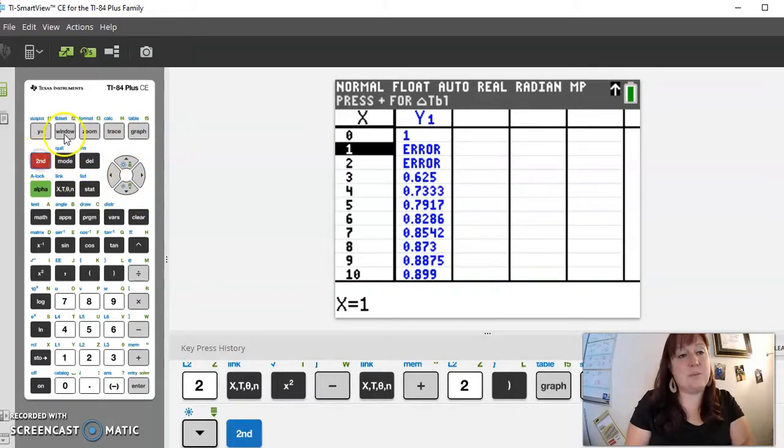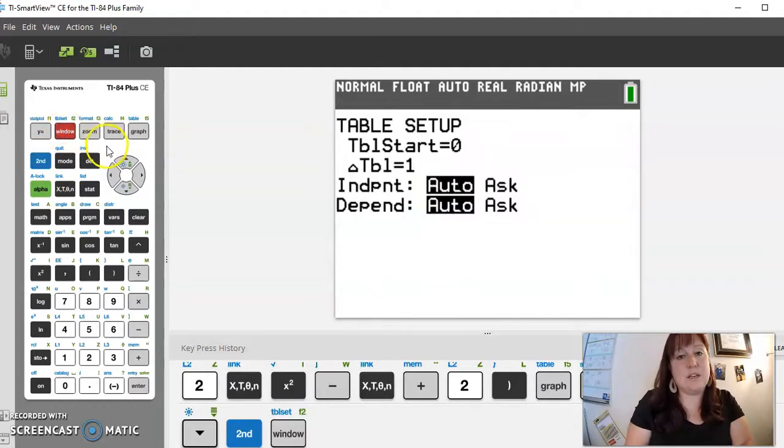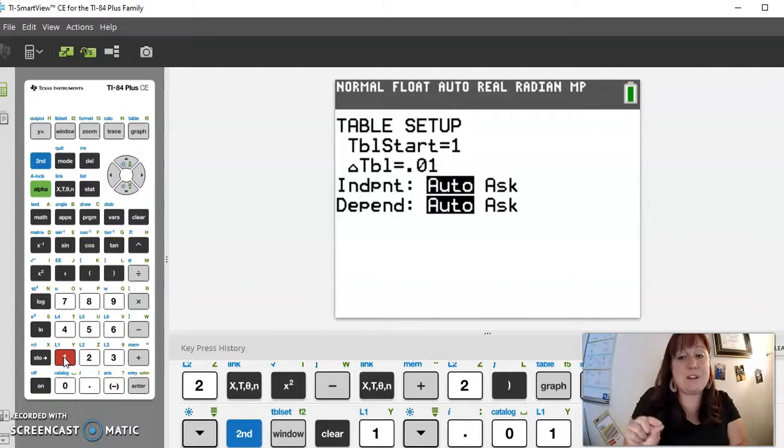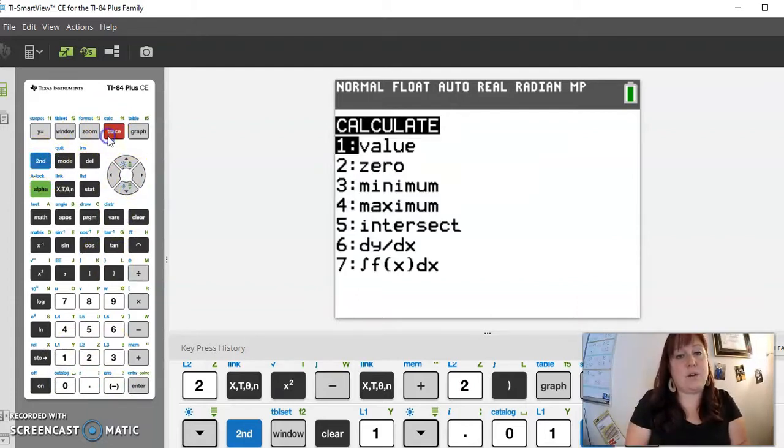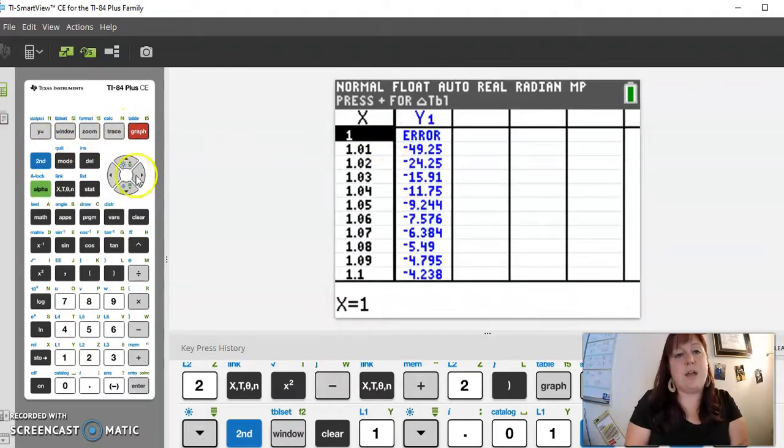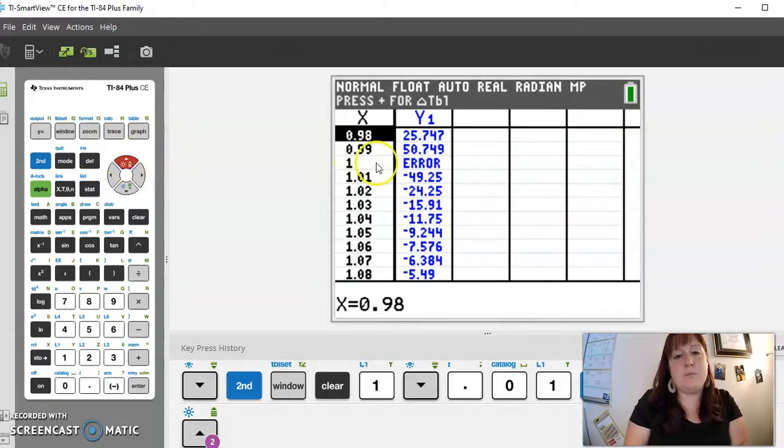So let's change our table, second table set, and we're going to start our table at 1, and we want the change in the table to be 0.01. So we want just a tiny bit on either side of 1. Then we go to the table, I pushed the wrong button at first, and you look at what's going on. As we get closer and closer to 1, we're getting huge. And as we get closer and closer to 1 here, we're getting bigger in a negative way. And then we have an error at 1, which is our asymptote.